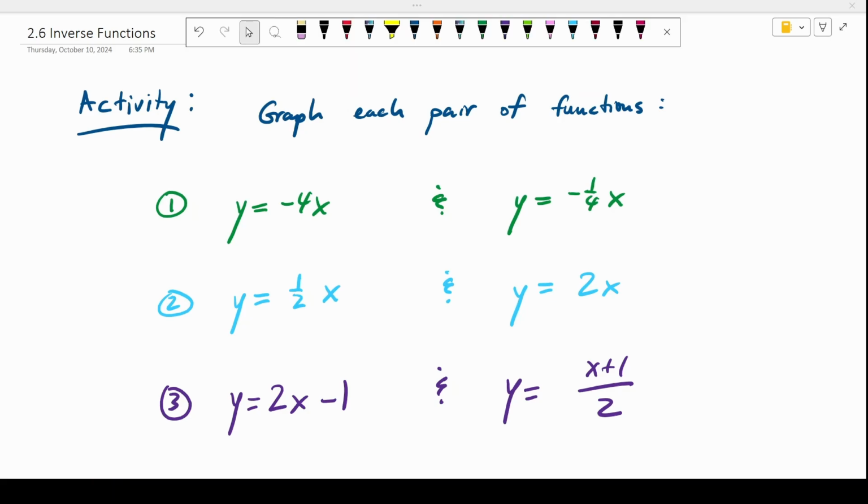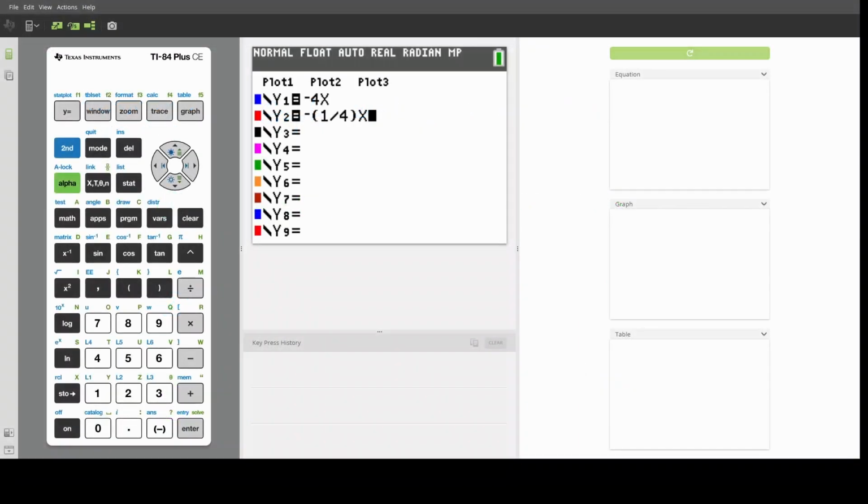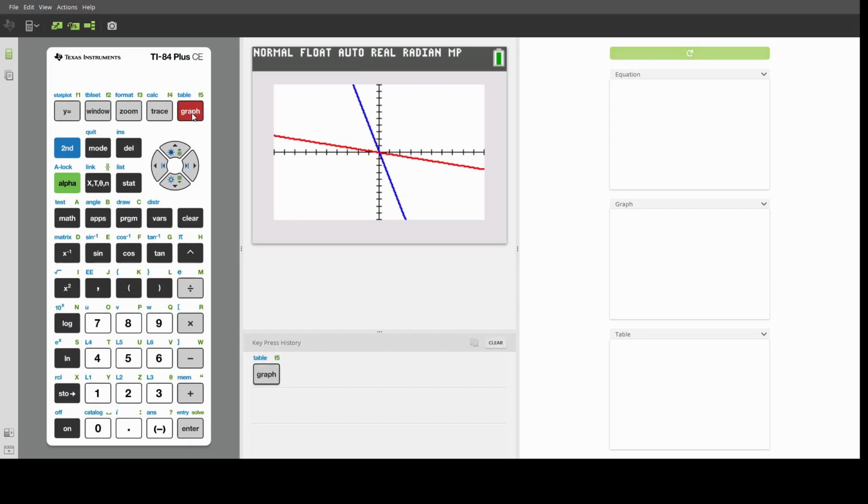Okay, so I'll start with the first one. I have y equals negative 4x and y equals negative 1/4 x. Move over to the GDC. There they are. And when I hit graph, there they are. Okay. Maybe it's not so obvious what's going on just yet. Let me try another one.